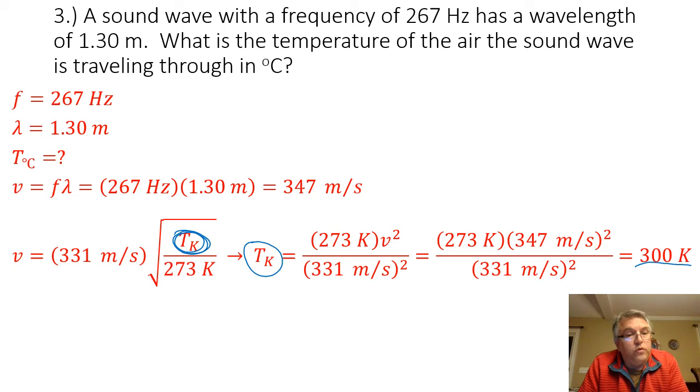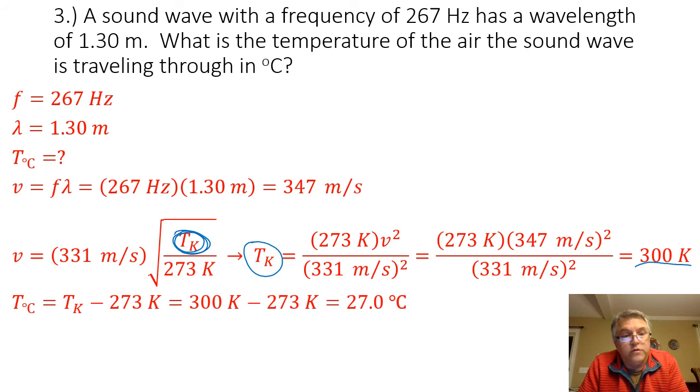So again, to convert from Kelvin to Celsius, I simply take my Kelvin temperature and subtract 273 Kelvin from that. So 300 Kelvin minus 273 Kelvin will give me an air temperature of 27.0 degrees Celsius.